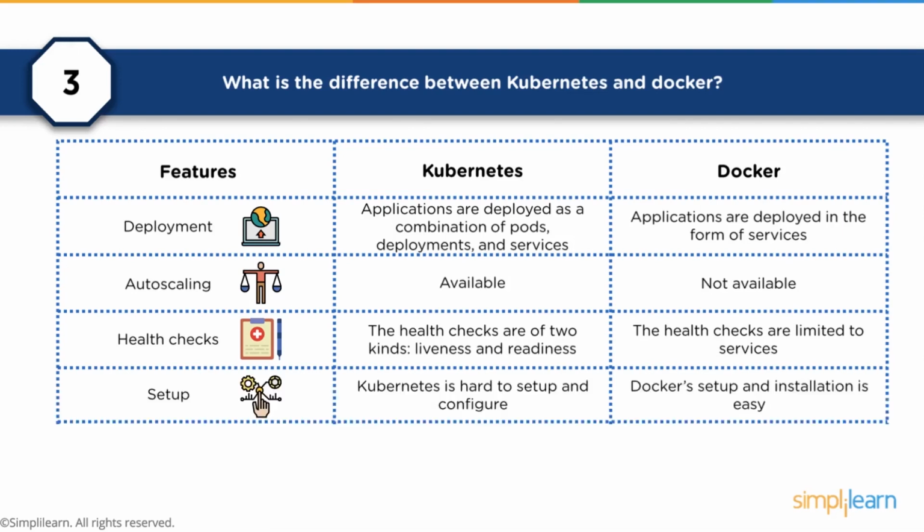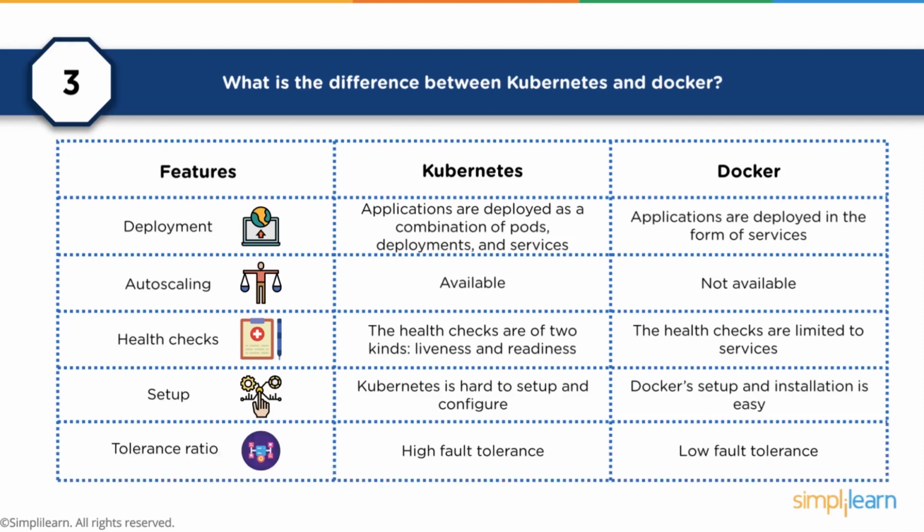Kubernetes is complicated to set up. It really is just simply complicated to set up. And what you'll find is a lot of cloud services will actually do the setup for you, whereas Docker is very easy to set up. As you would expect with the tolerance ratio, there is high fault tolerance with Kubernetes, whereas with Docker it is low fault tolerance. And again, this is fundamental in the two different types of strategy that Kubernetes and Docker have. They're both connected tightly with each other, but they both do different things.